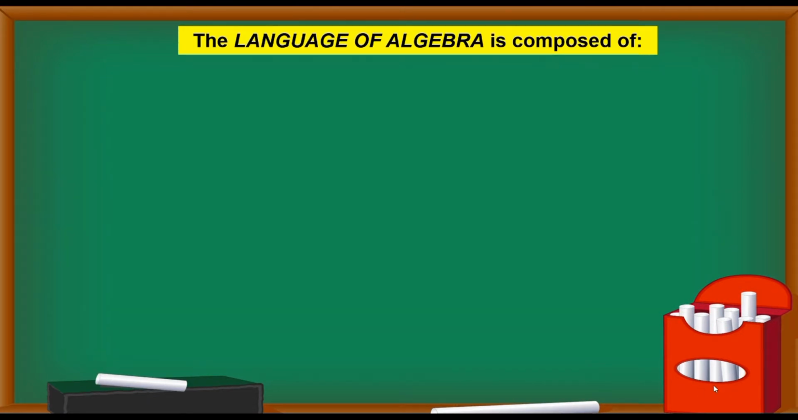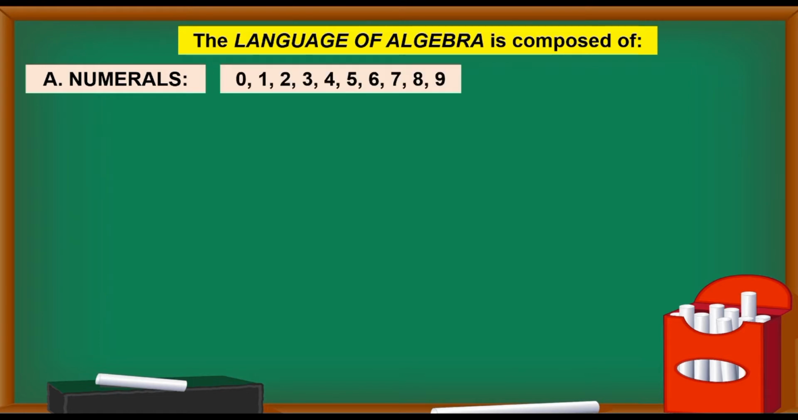Alamin natin kung ano-ano yung mga dapat nating tandaan kapag tayo ay nag-aaral na ng algebra. So unang-una po dito ay yung tinatawag nating numerals. Pag sinabing numerals, from nume, numbers. So ang ibig sabihin po niyan, ang gagamitin natin ay yung 0, 1, 2, 3, 4, 5, 6, 7, 8, and 9. Ma'am, pwede po ba yung 23 or 45 or 103? Yes, pwede po yun. Kasi, yun naman po ay combination na ng number mula 0 hanggang 9.